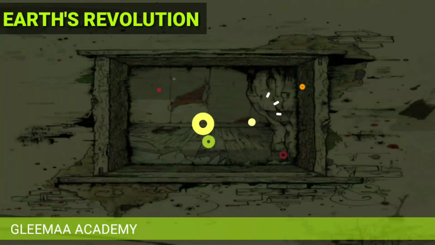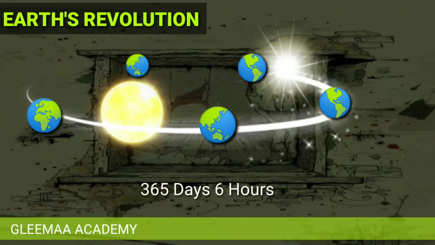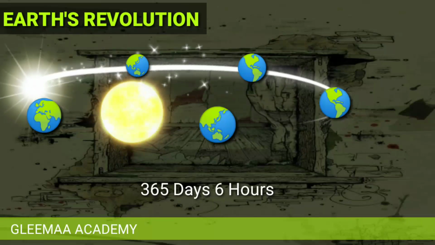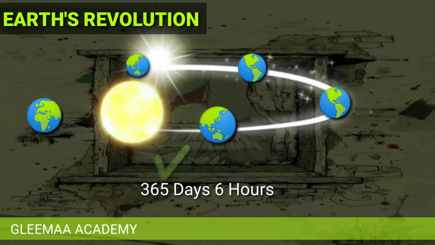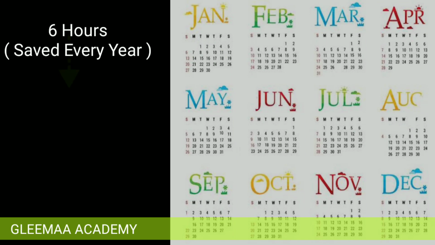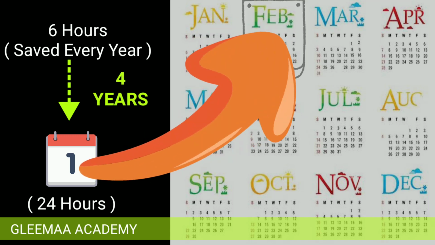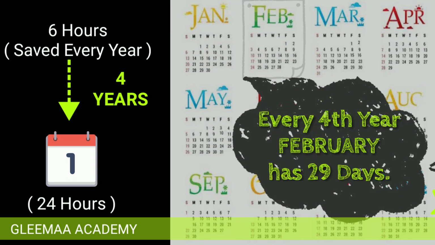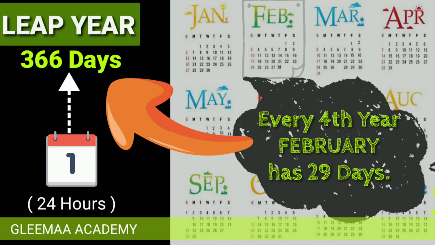Now, coming to the second motion, that is revolution of the Earth. It takes 365 days and 6 hours to complete one revolution around the Sun, but we consider only 365 days in a year and ignore 6 hours for the sake of convenience. These 6 hours saved every year are added to make one day, that is 24 hours, over a span of 4 years. This surplus day is added to the month of February. Thus, every fourth year, February has 29 days instead of 28 days. And such a year of 366 days is termed a leap year.